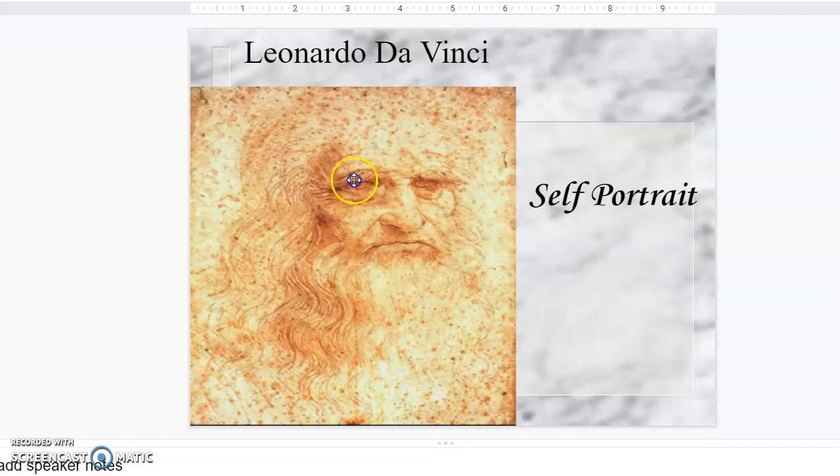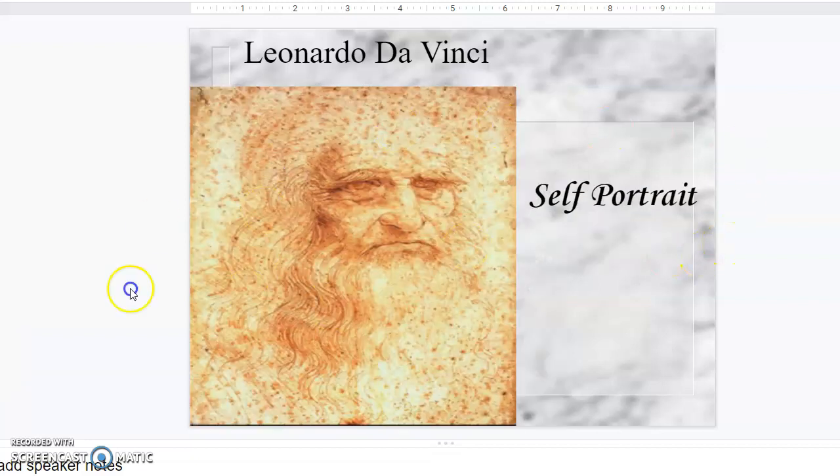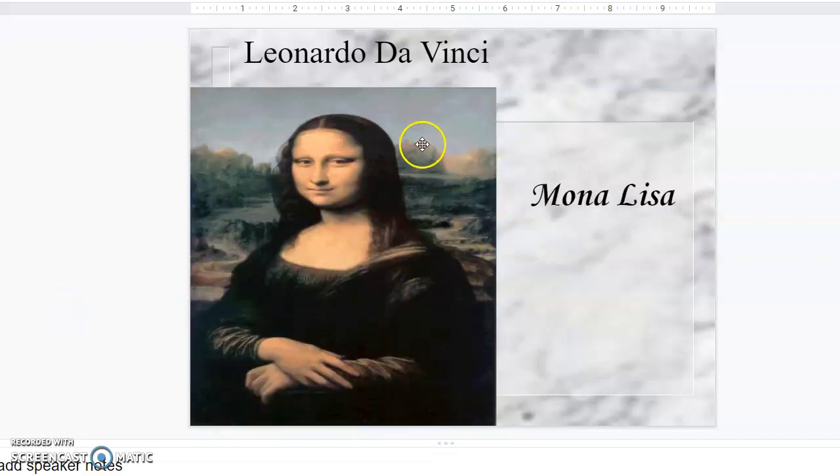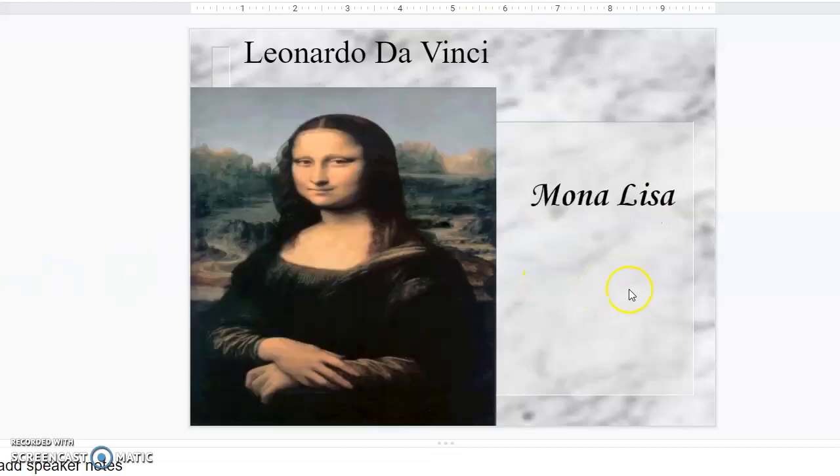Okay, several of the key people. Leonardo da Vinci is a true Renaissance man, someone who's an inventor and thinker and writer and painter and sculptor. A few of his more famous pieces, a self-portrait demonstrating that humanism, focusing on himself as an important subject. Sketch of Man, he was sort of a scientist as well, and demonstrating range of motion, and he tried to use circles and squares to measure different aspects of human nature.